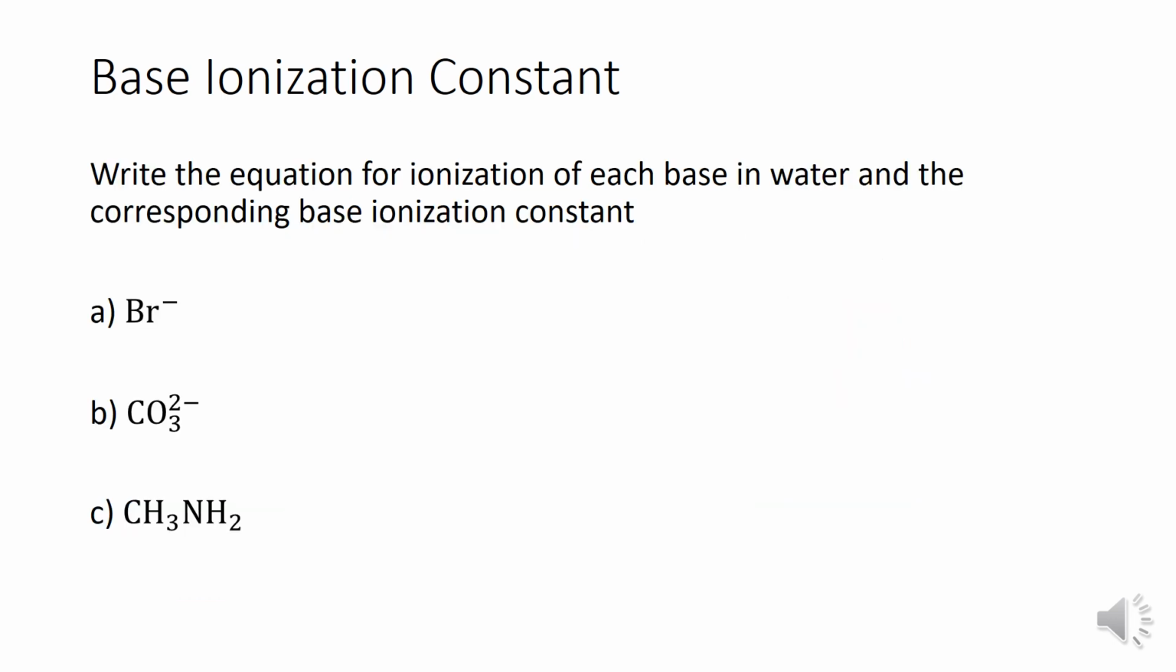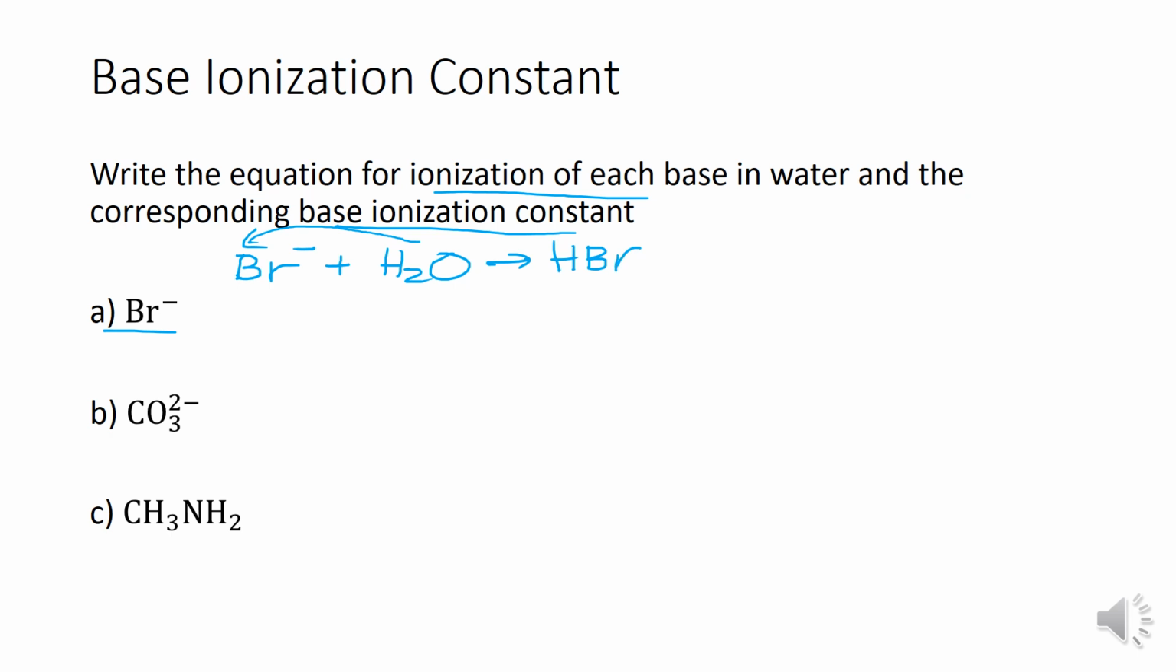In this exercise, we have to write the chemical equation for the ionization of each base in water and the corresponding expression for the base ionization constant. First, we have bromide. If we add that to water, bromide is a base, so it has a tendency to accept a hydrogen ion. Therefore, it will accept one of the hydrogen atoms from water. That is to produce hydrogen bromide, which is the conjugate acid.